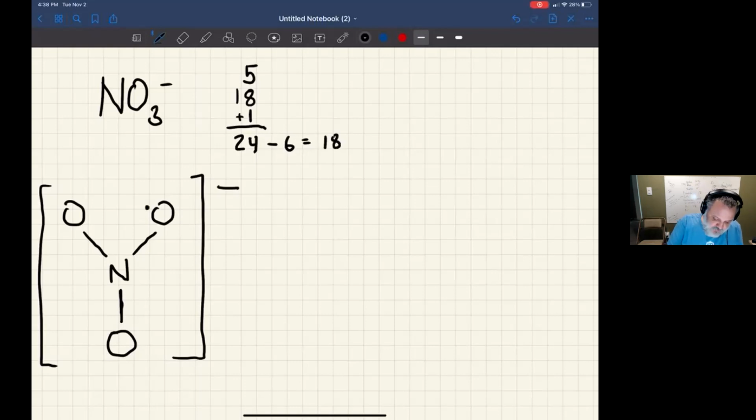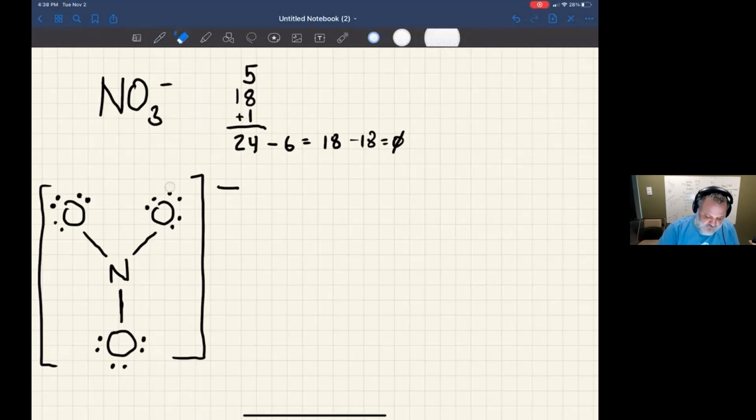And now I want to make some lone pairs. 1, 2, 3, 4, 5, 6, 7, 8, 9, 10, 11, 12, 13, 14, 15, 16, 17, 18. That's all 18 electrons. It looks like nitrogen does not have an octet. Well, what do we do? I take a lone pair of electrons, I erase it, and I use it to make a double bond. So now nitrogen has an octet as well as all of the oxygens.